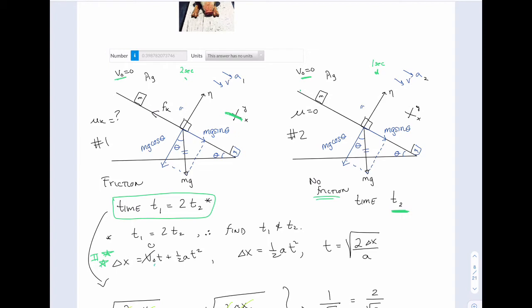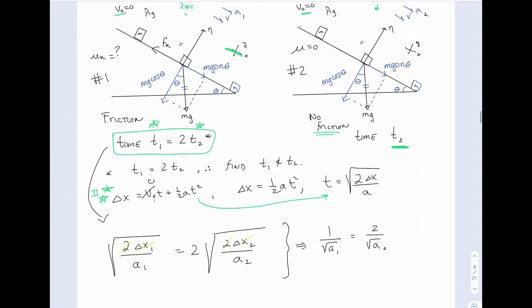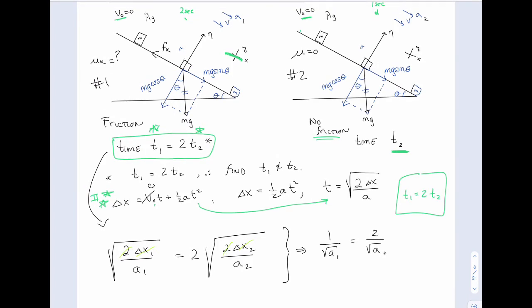Okay, so I'm trying to find time, because I have a relationship between these two times. So if I solve this for t, then I can go back and say, okay, T1 is equal to 2 T2. Right? So over here, this is T1. That's equal to 2 times T2. And that's what I have there.